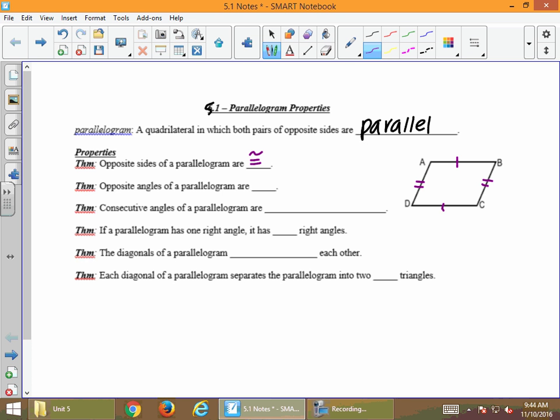We also know that the opposite angles of parallelograms are also congruent. So A in this diagram would be congruent to what? C. And we know D would be congruent to B. Those opposite angles are congruent.